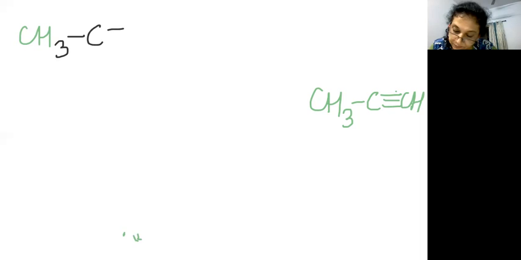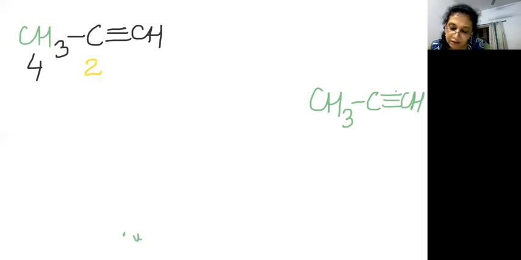So this is propyne. Now let's start making the structure of propyne. If you look at this structure of propyne, the carbon here, steric number is 4. This carbon, there are 2 sigma bonds for this carbon and 2 pi bonds. For steric number, we only calculate the sigma bonds. So steric number is 2. And here, this carbon, again, the steric number is 2.